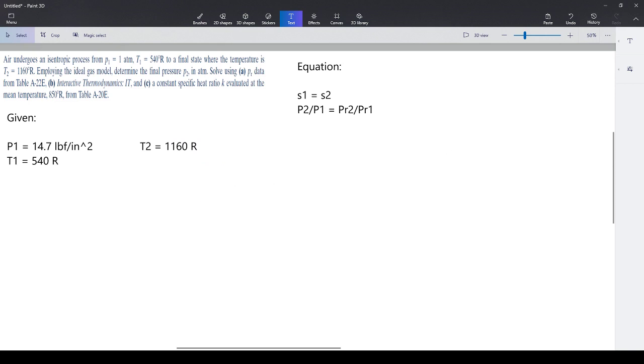Now we just need to solve for what we want, right? So over here, we were given P1, so P1 is good here. We were given nothing else. We need everything else here, and we are trying to find P2.